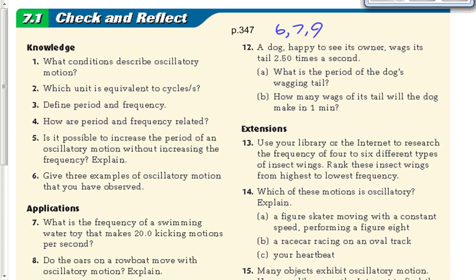Pistons, good. Pistons in cars. Going up and down, up and down, back and forth. That's oscillatory motion. Tell me something else. Let me think about that one, actually. I'm glad you mentioned that one, actually. A yo-yo.